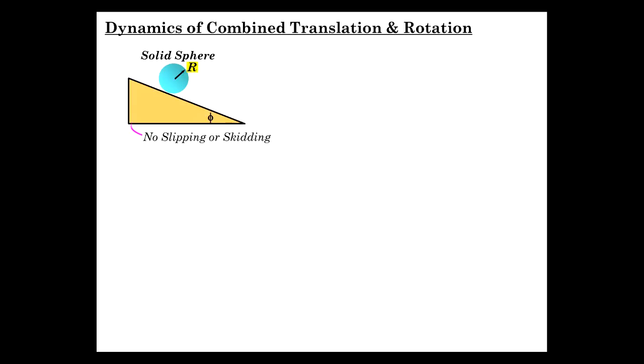We now consider the dynamics of combined translation and rotation using the example of a solid sphere rotating down an inclined plane, radius r, no slipping or skidding. Its acceleration will be its angular acceleration times the radius. That's a kinematic expression there.